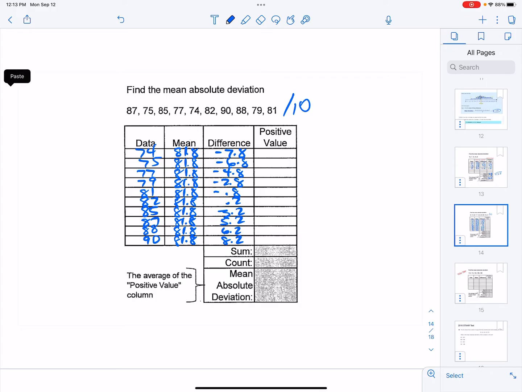Now we take the positive difference of each one of those. So that negative 7.8 turns into a 7.8, and then 6.8, 4.8, 2.8, 0.8, 0.2, 3.2, 5.2, 6.2, and 8.2.